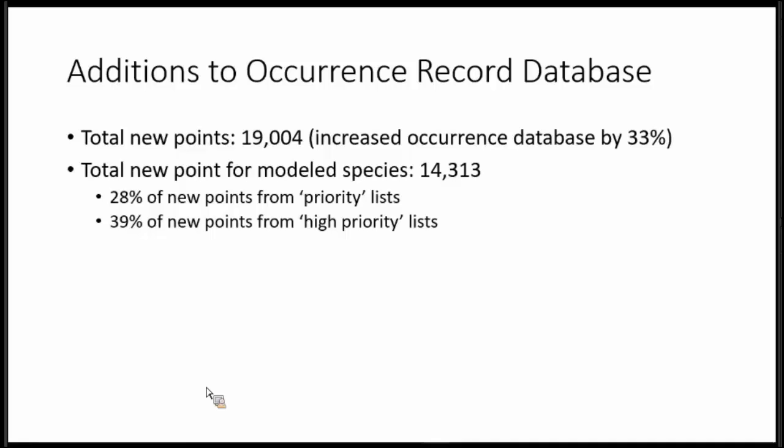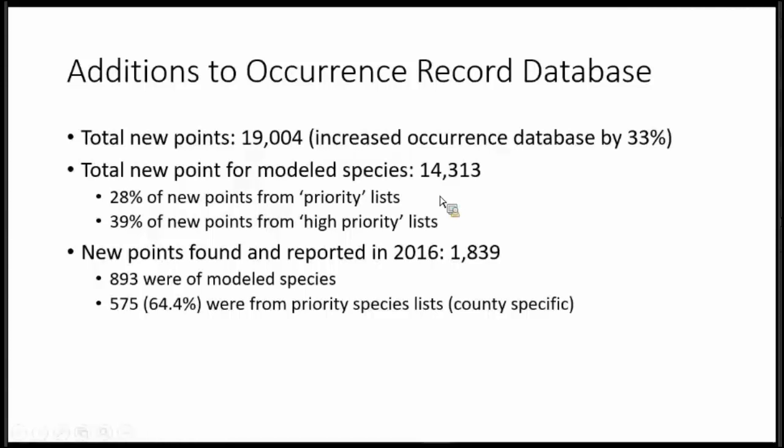So why did we do this again this year? I just wanted to throw some numbers at you. Because of data sharing and because I think our ability to reach across the aisle has gotten better over time, we've actually been able to add 19,000 new points to this occurrence database, which was an increase of about 33%. So that's a lot of new data that's coming in from a variety of sources. Based on the modeled species from last year, we added 14,000 plus new occurrence records, and actually 28% of those new points came from priority lists per county, and an additional 39% of those points came from the high priority lists.